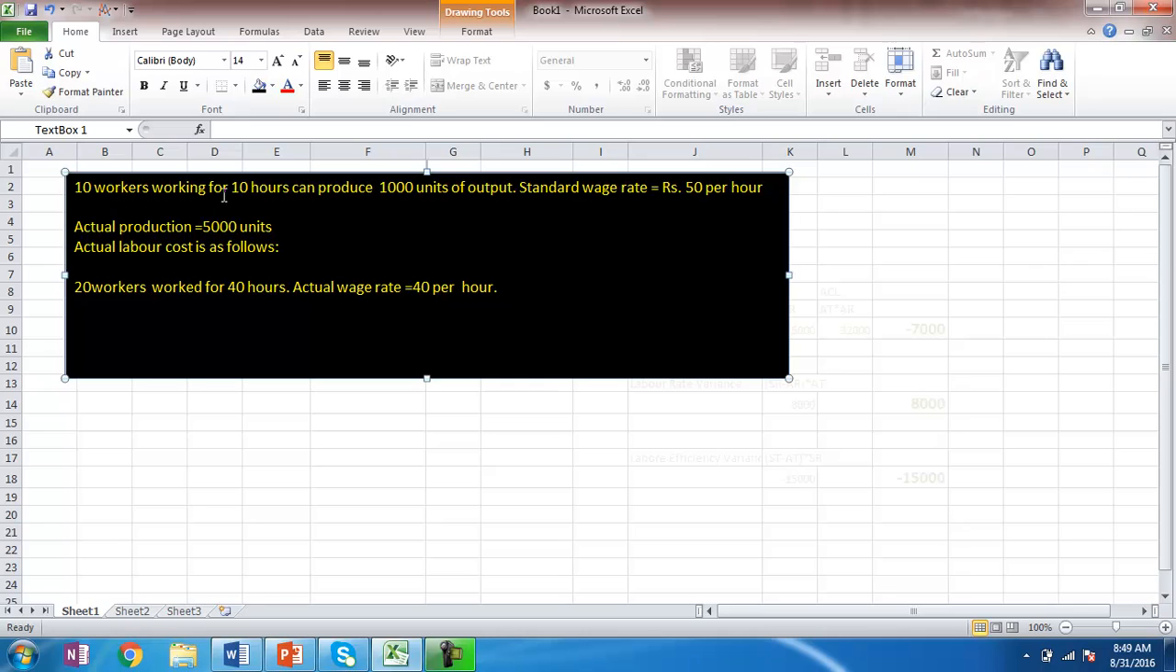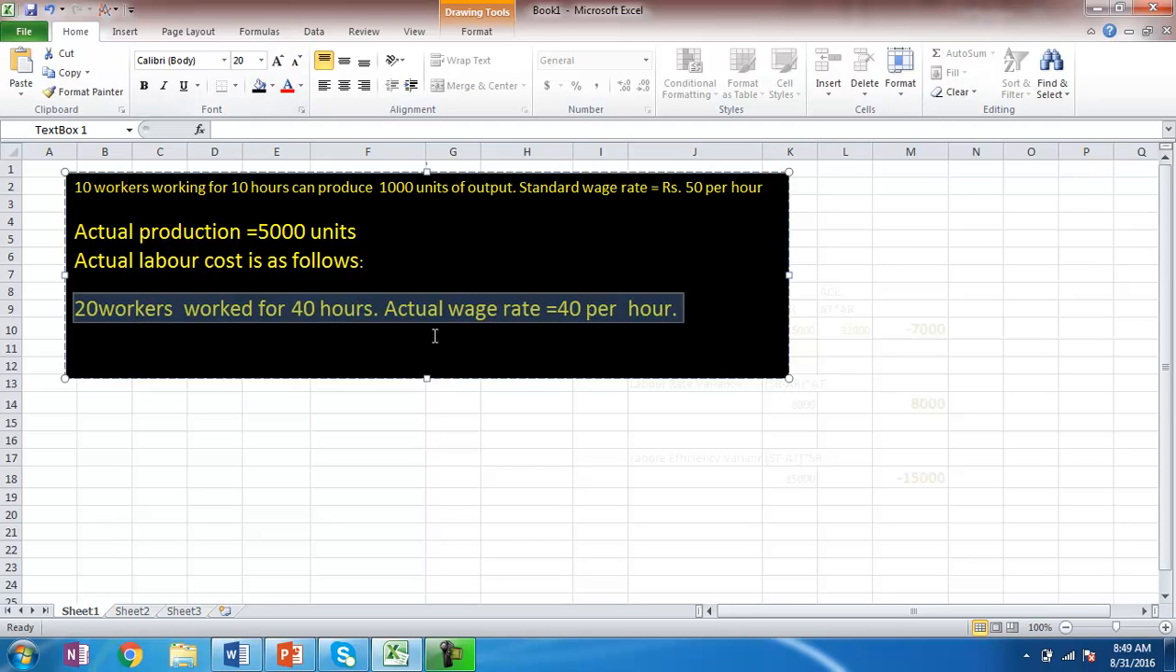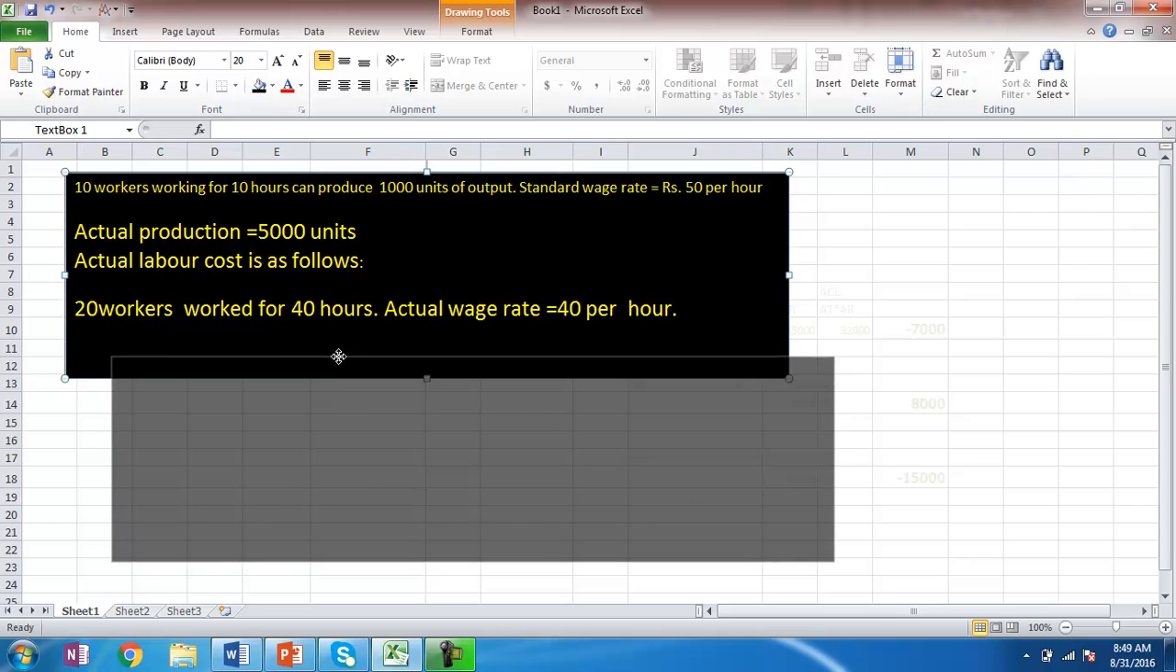So 10 workers working for 10 hours can produce 1000 units of output, and the standard wage rate is ₹50 per hour. Suppose this is the standard given. During a particular period, the actual production is 5000 units. With this actual production, 20 workers worked for 40 hours. The actual wage rate is 40. So in this case, let us find out the labor cost variances, because there is no information about the material. We'll only focus attention on the labor cost variance.